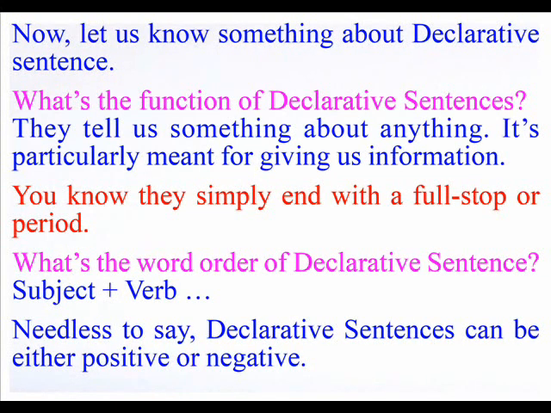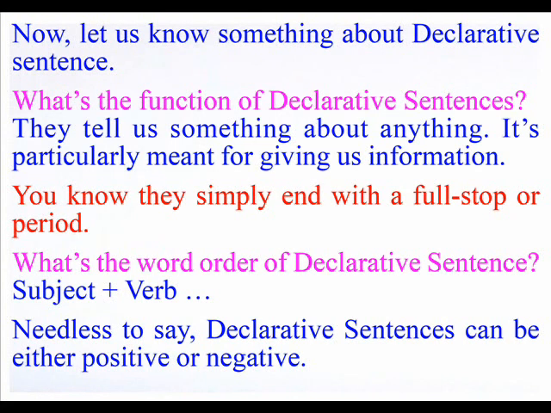Now, let's know something about declarative sentences. What's the function of declarative sentences? They tell us something about anything. They are particularly meant for giving us information. They simply end with a full stop or period. What's the word order of a declarative sentence? Subject plus verb.